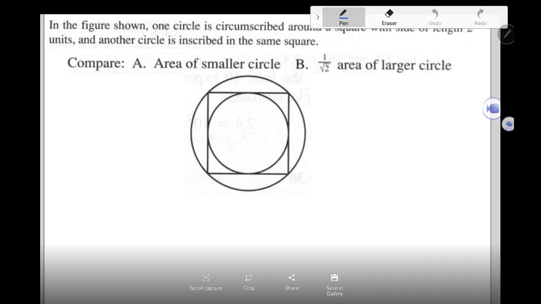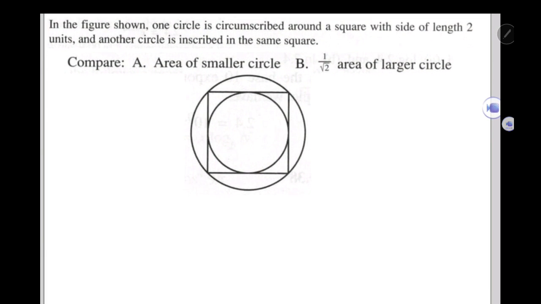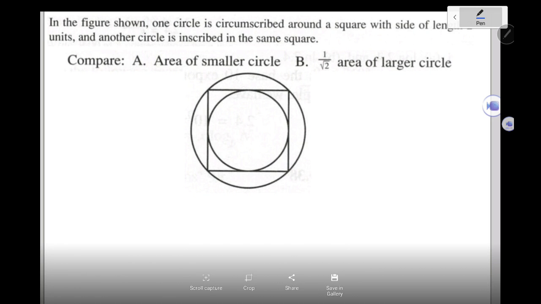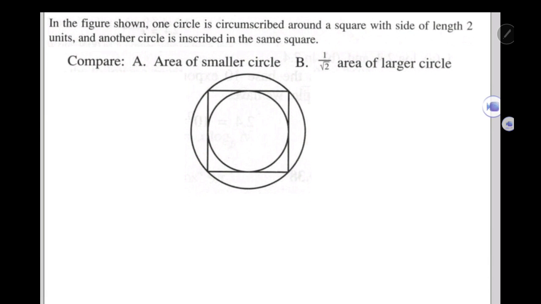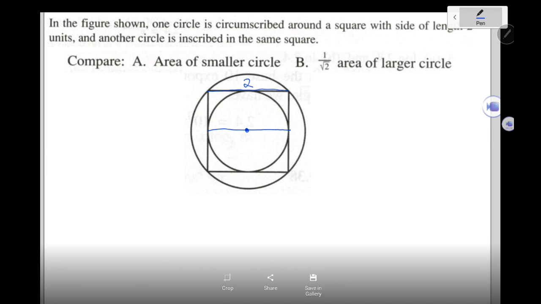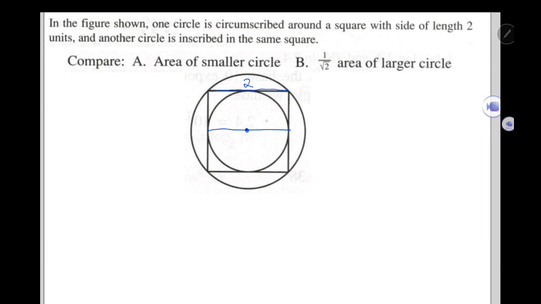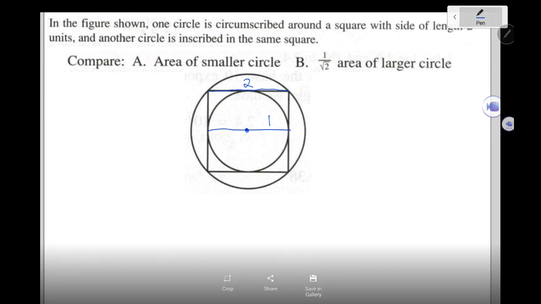So it says, in the figure shown, one circle is circumscribed around a square with a side length of 2 units, and another circle is inscribed in the same square. Okay, so the one that's circumscribed around the square has a side length of 2. So this right here is 2, which would mean that this line right here, since it's a square, is also 2, the one that goes through the center of the circle, which would mean that the radius is 1.